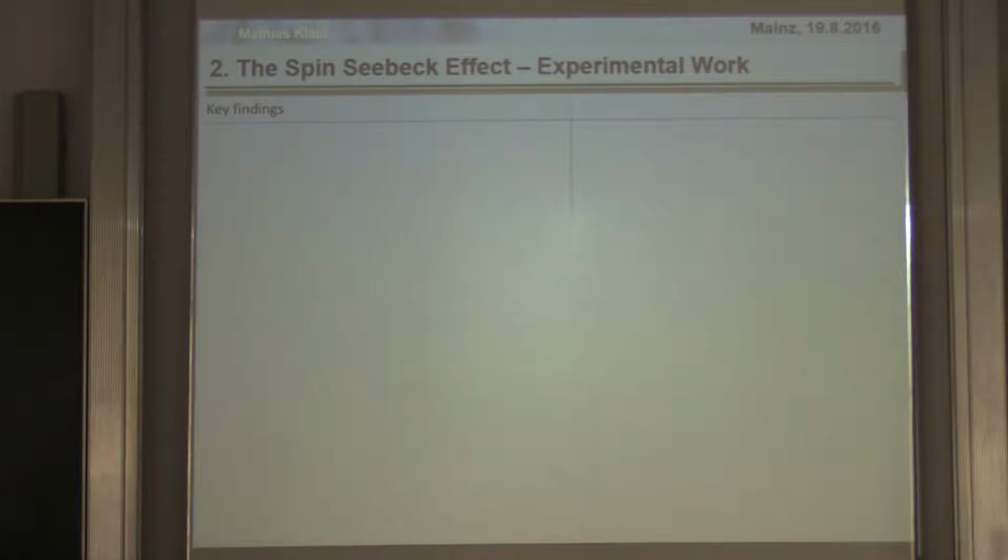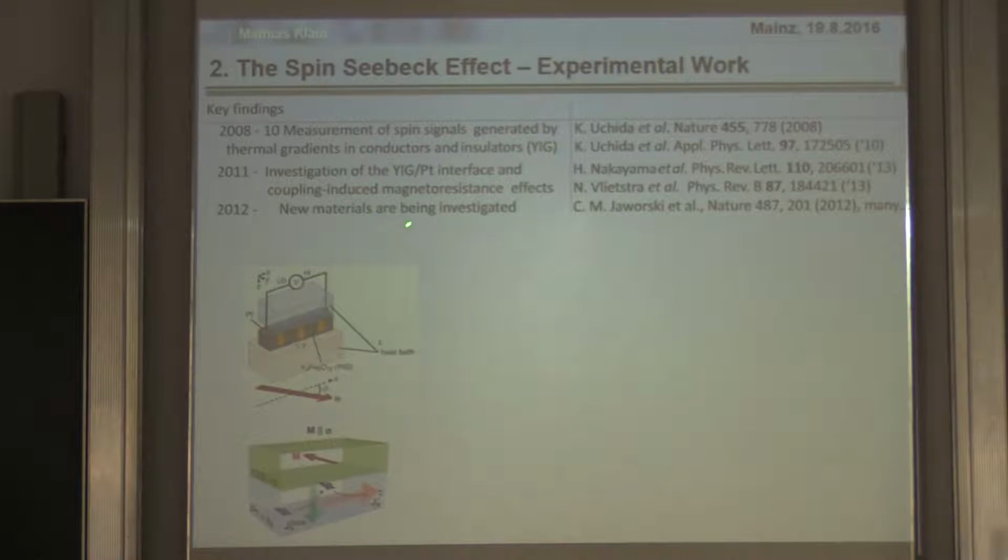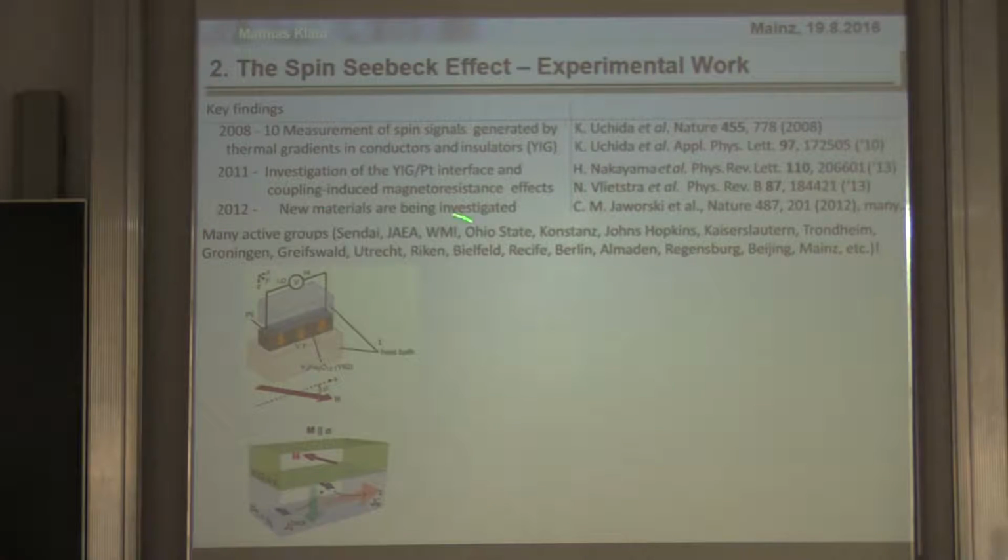So now I just want to give you a very brief overview of what has been done in the past and what the challenges are, what is easy and what is tough. Originally there's a paper by the Tohoku group, by the YIG temperature group. They measured the spin signals generated by thermal gradients in conductors and then in insulators. Then in 2011, there was a lot of debate about the investigation of YIG platinum interfaces, whether you have some parasitic interface effects, and I'll go into detail in the next couple of slides on how we can distinguish between parasitic interface effects and the real spin-Seebeck effect. And then there are also new materials such as these semiconductors measured in the Ohio group. There are many, many active groups in Sendai in Japan and all over the place. So this has now become a very interesting field, which really started only less than 10 years ago, and now you have many, many people working on it.